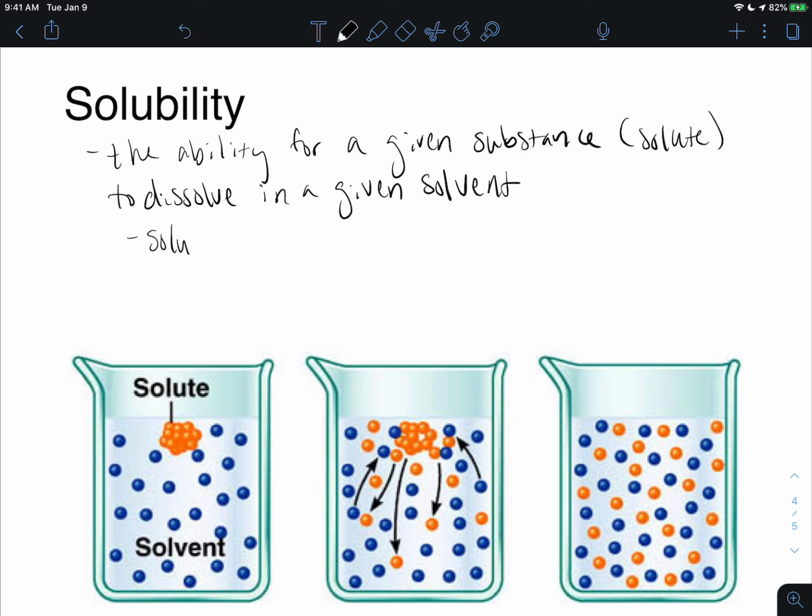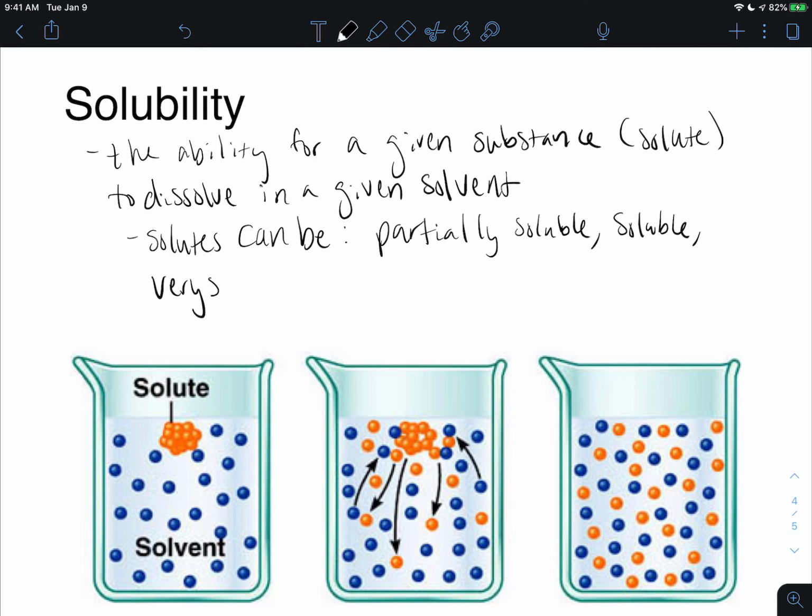So solutes can be partially soluble, soluble, very soluble, or insoluble, based on certain forces that are in play within the solution itself. Okay, and we will talk more about that in further units. We'll talk about it a little bit now, but if we don't have a like dissolves like, we will not have something that is soluble.